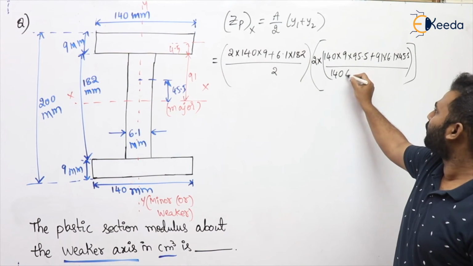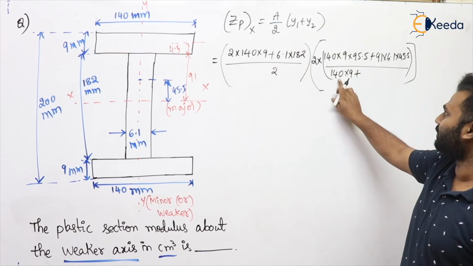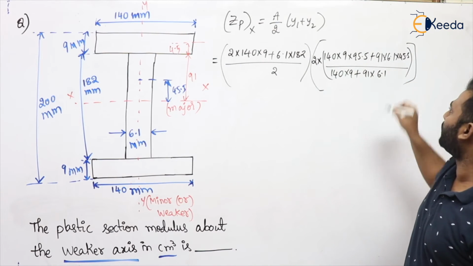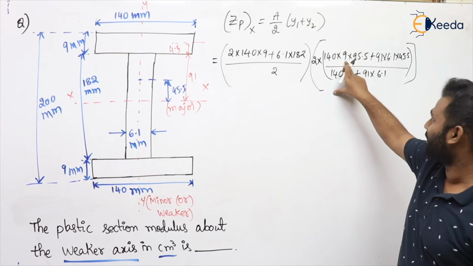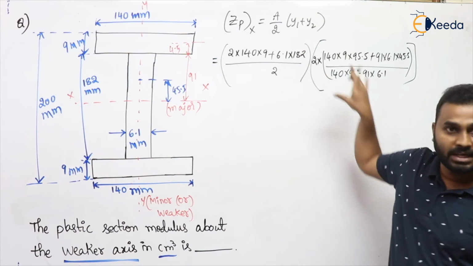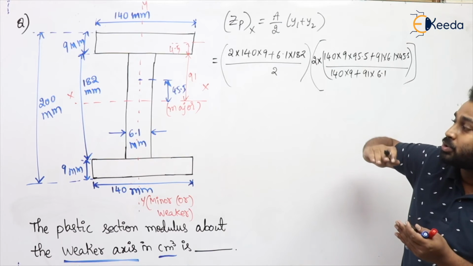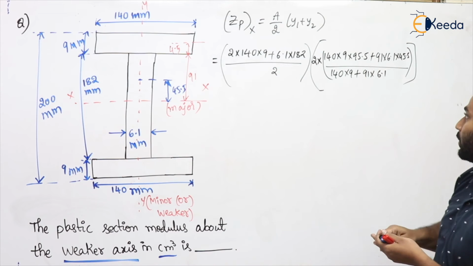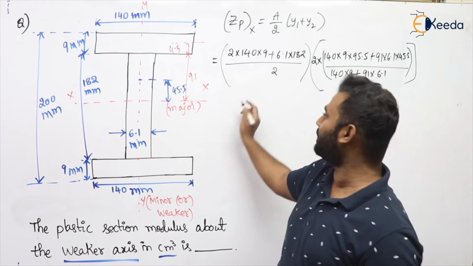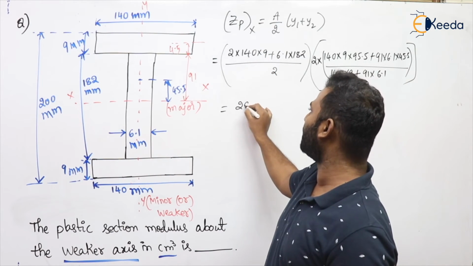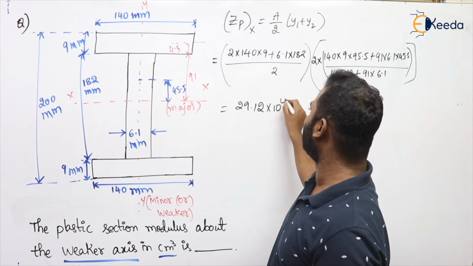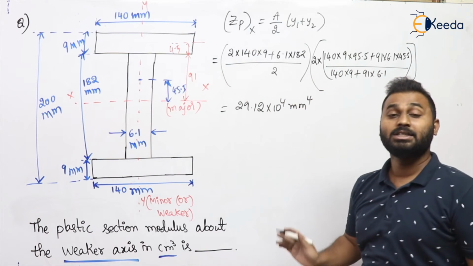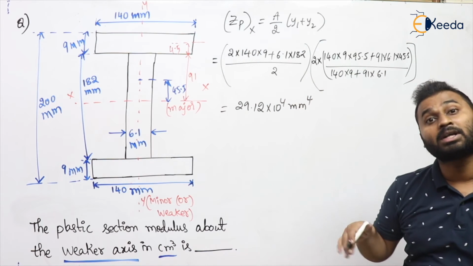area here is 140 into 9 plus A1 plus A2. So A1 is 140 into 9 plus A2 is nothing but 91 into 6.1. So this is the Y1. As we know, Y1 and Y2 are the same here in this case because two symmetrical T sections are existing above the XX axis and below the XX axis. Okay. So upon simplifying, we will get ZPX. So the ZPX is 29.12 into 10 to the power 4 mm power 4. So this is ZPXX. It means ZP, plastic section modulus along XX.